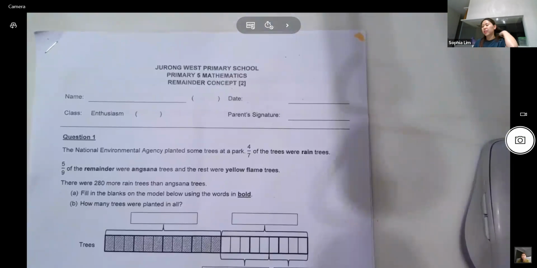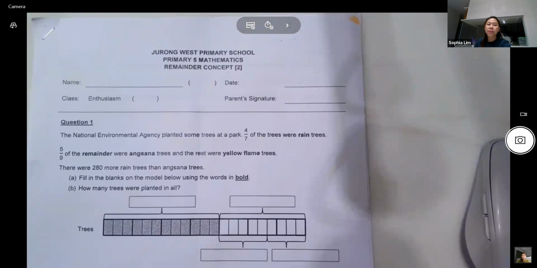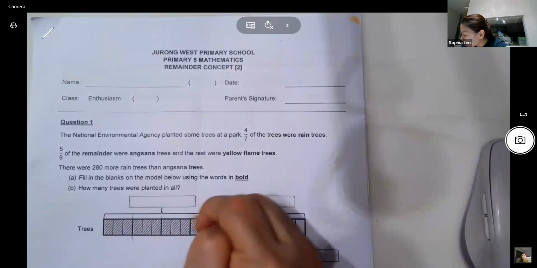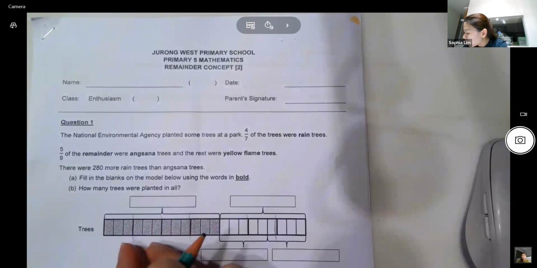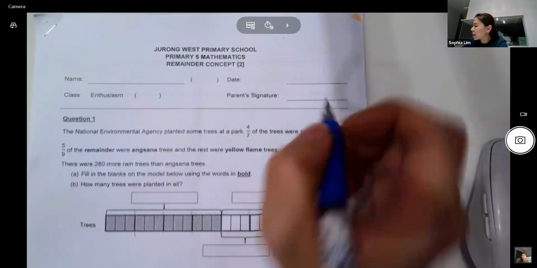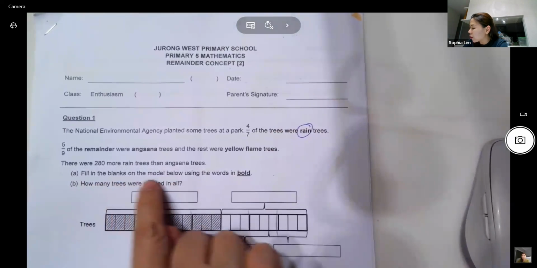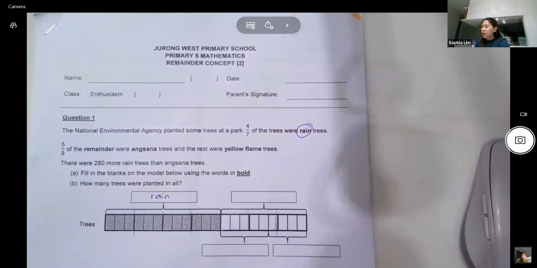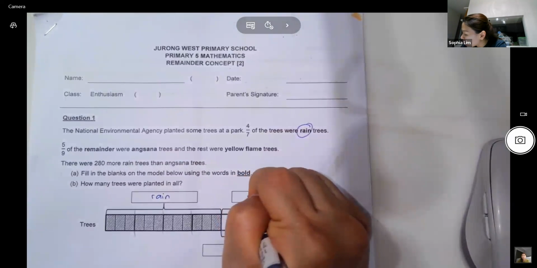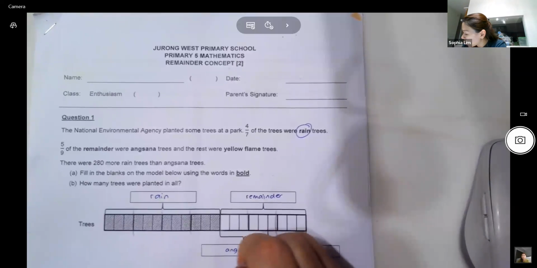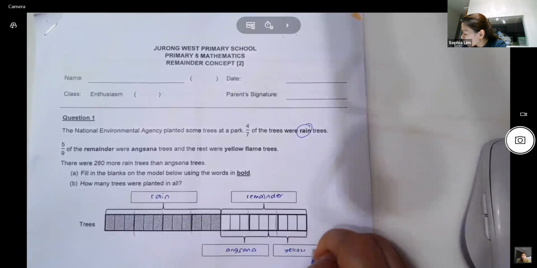The National Environmental Agency planted some trees at the park. 4/7 were rain trees. You can see that the 4/7 is here. 1, 2, 3, 4, 5, 6, 7. Out of the 7, 4 are rain trees. So since I know this and they ask me to fill in the blanks on the model using the words in bold, I write rain first. 5 out of 9 of the remainder were angsana trees and the rest were yellow flame trees. So at least I know that this is the remainder. I spell properly. And I know this is angsana and this is yellow flame.